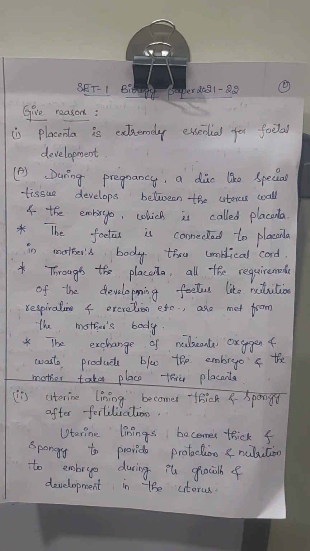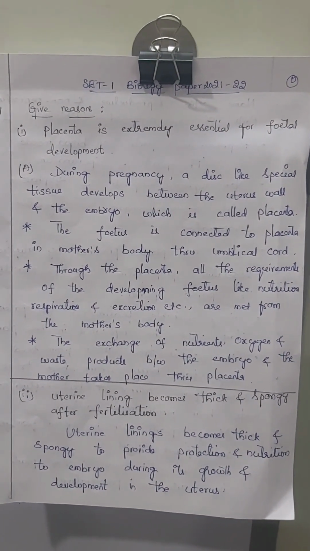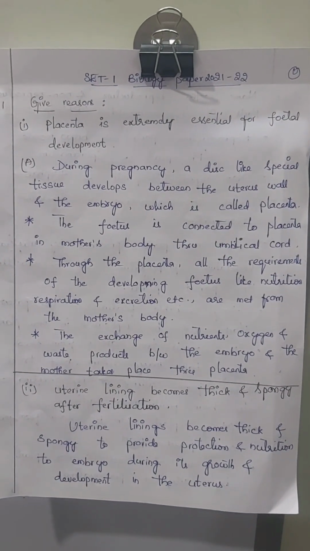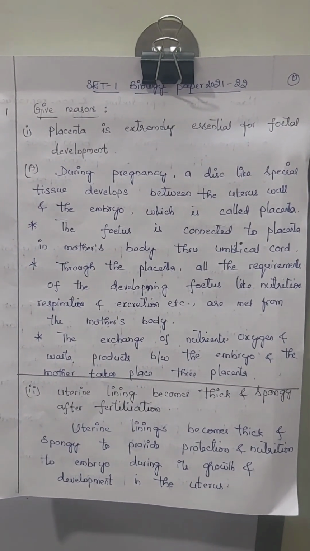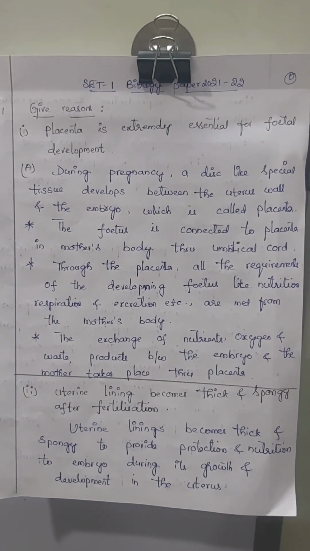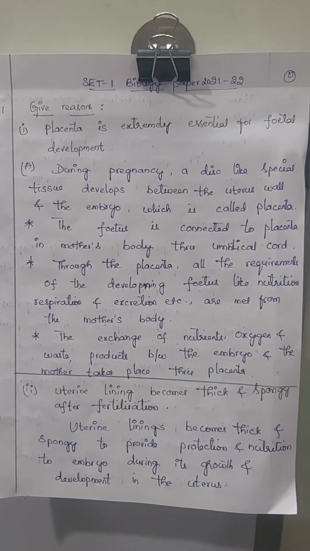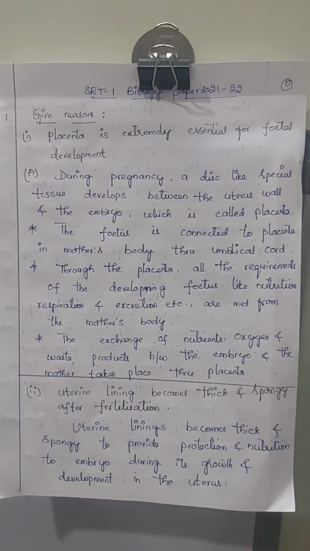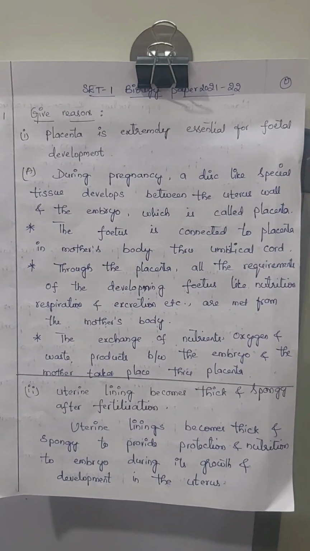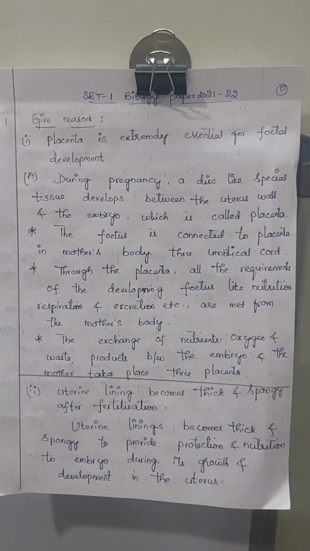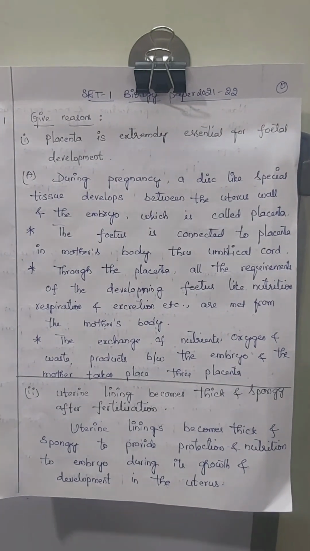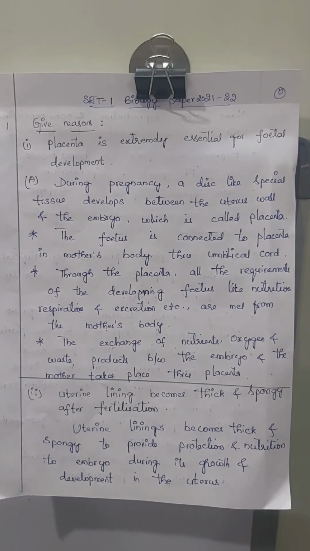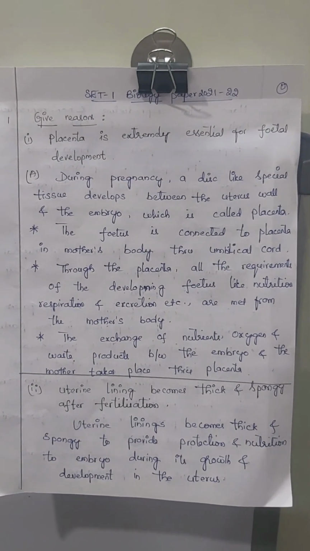Placenta is extremely essential for fetal development. What will happen during pregnancy? A disc-like special tissue develops between the uterus wall and embryo, which is called placenta. You know, the fetus is connected to the placenta in the mother's body through the umbilical cord. Through the placenta, all the requirements of the developing fetus like nutrition, respiration, etc. are met from the mother's body. So exchange of nutrients, oxygen, and waste products between the embryo and mother takes place through the placenta. That's why placenta is extremely essential for fetal development.